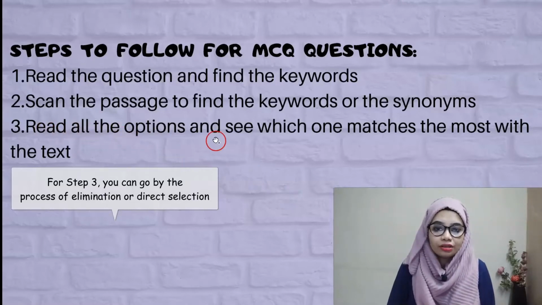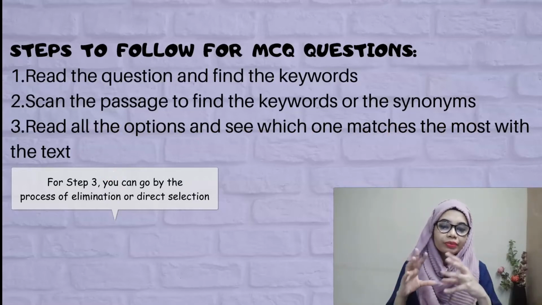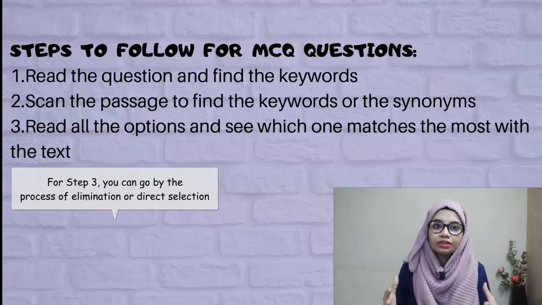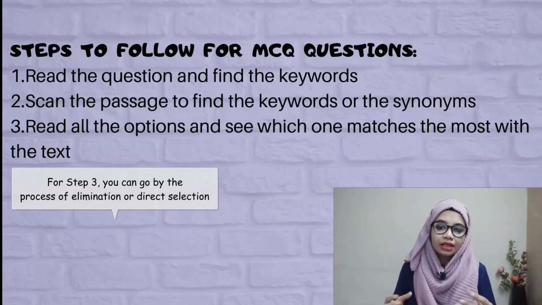Now read all the options and see which one matches the most with the text. You are supposed to read all the options properly. Do not miss out any option. Do not miss out reading any word of any option and understand what the options are saying. And then select the one that matches the most with whatever information is given in the passage.